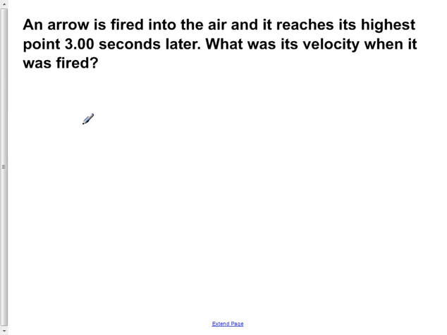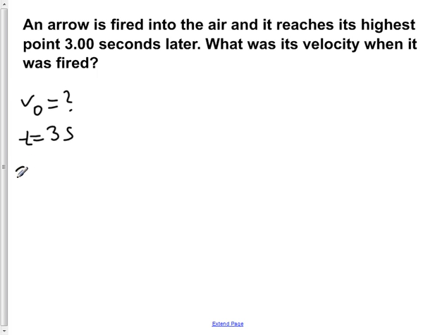An arrow is fired into the air and it reaches its highest point 3 seconds later. What was its velocity when it was fired? So we know that an object is fired into the air with some initial velocity of v0, which we want to figure out. We know that it reaches its highest point after a time of 3 seconds.